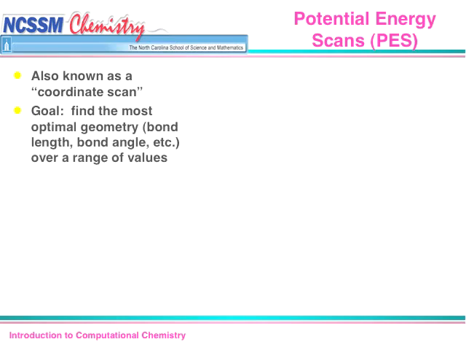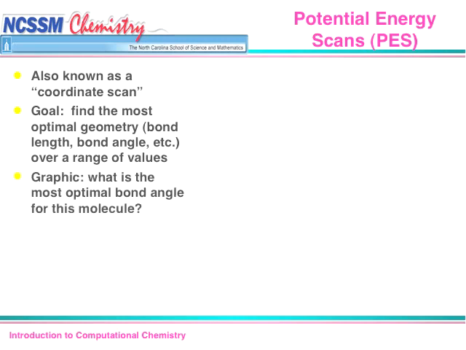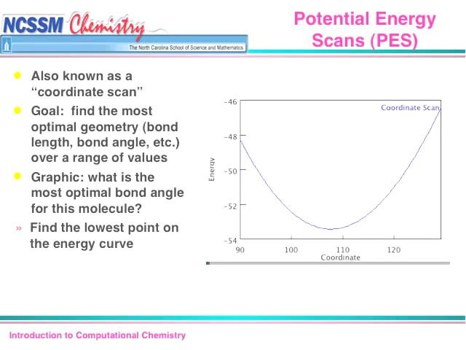And the goal here is to find the most optimal geometry, bond length, bond angle, etc., over a range of values. So the graphic here is going to show what's the most optimal bond angle for this particular molecule. So I did a coordinate scan or a potential energy scan on this particular molecule, and what I'm adjusting on the x-axis is the bond angle. Okay, so I've changed the bond angle. I started the bond angle at 90 degrees. I went to 95, then 100, 105, 110, all the way up to 130.